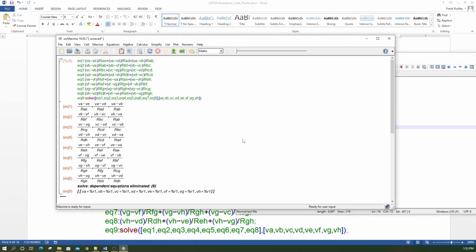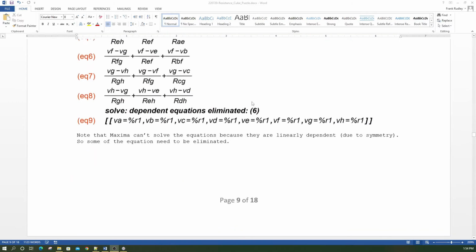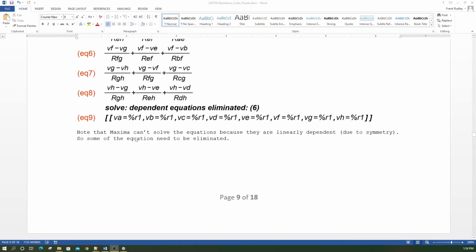But anyway, no giving up here. We'll move on, and I'll show you how to solve it. This just gives you an indication of the problem you run into sometimes when you use nodal equations. So I made some notes here. Note that Maxima can't solve the equations because they were linearly dependent due to symmetry. So some of the equations need to be eliminated. We have too many equations that are the same.